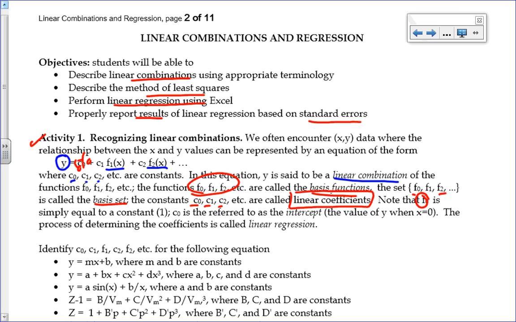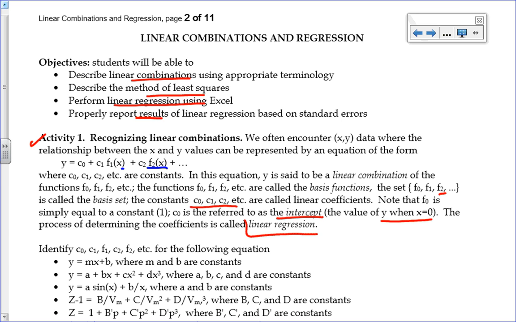Note that f0 is simply equal to 1 right here. When you say c0 and you don't have an f0 next to it, that means it's c0 times 1, so that's your f0, right? Now, that c0 right there, the coefficient of 1, the coefficient of f0, is referred to as the intercept. That's the value of y when x equals 0. More specifically, the y-intercept. And the process of determining these coefficients, c0, c1, and so on, is known as linear regression.